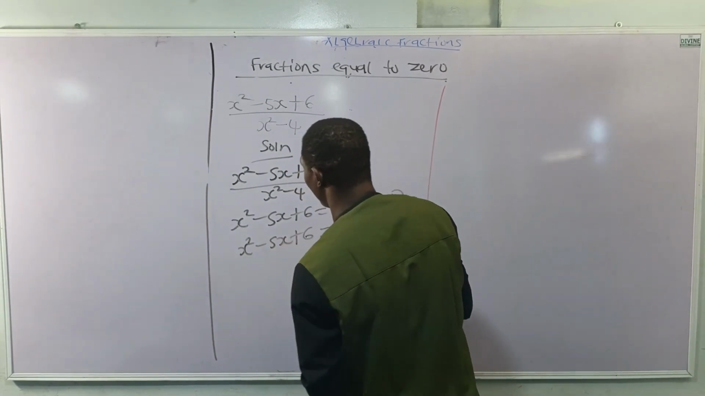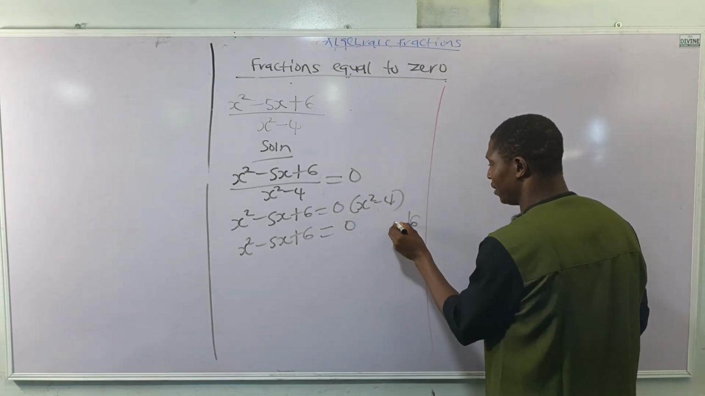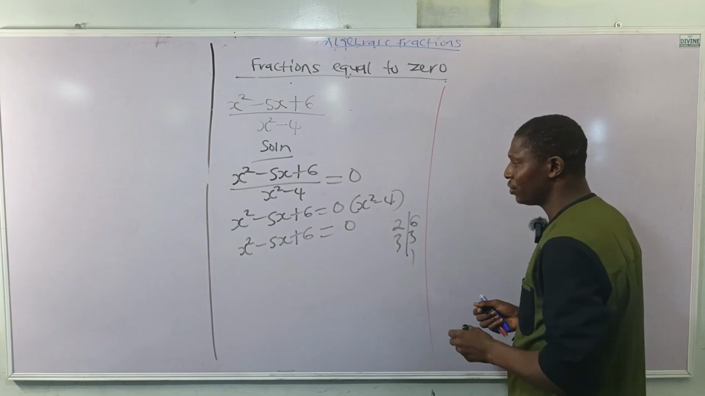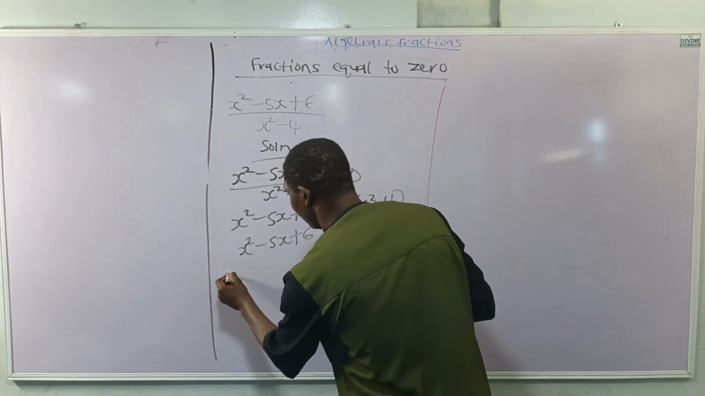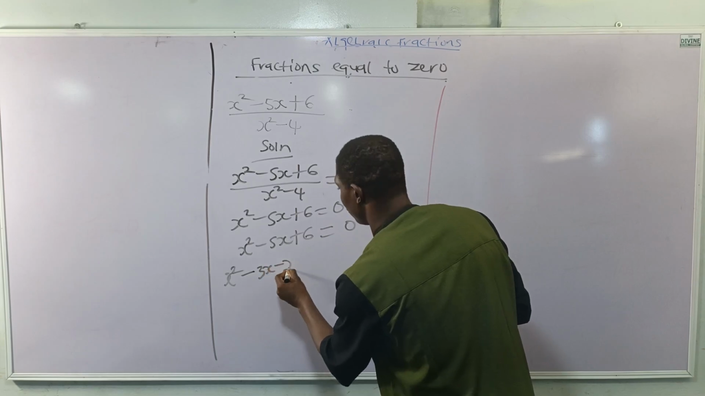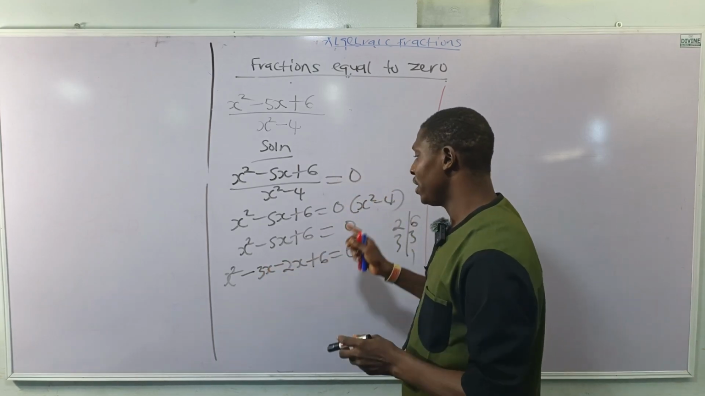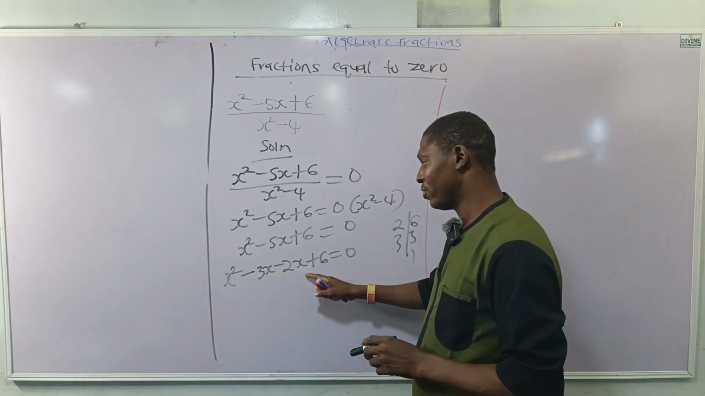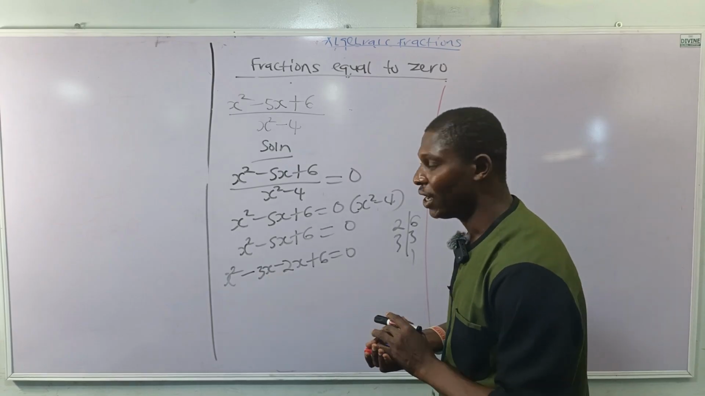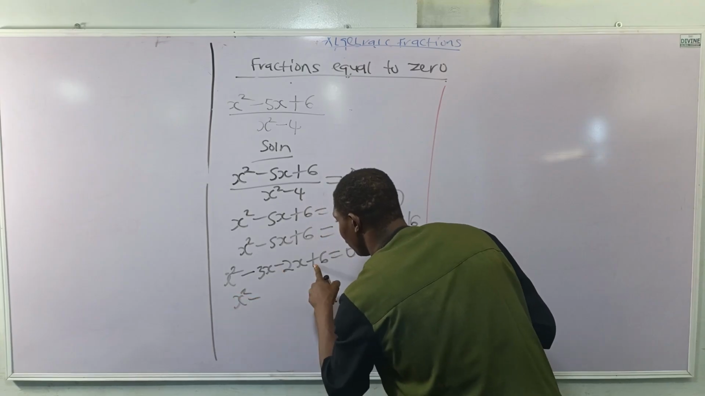6 times invisible 1 is 6. And I can use my long division to be certain. 2 years 3, 3 years 1. So I'm using 2 and 3. So I'll simply have s squared minus 3s minus 2s plus 6 equal to 0. Remember, somebody else can also say minus 2s minus 3s. It will still give you the same answer.